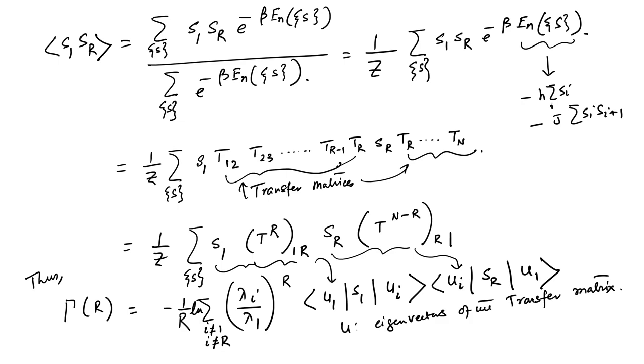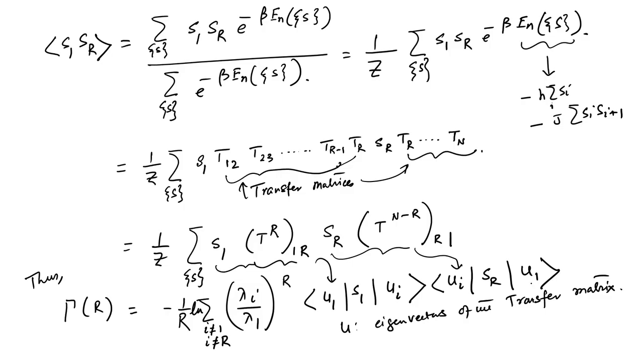So we are taking the expectation value of the S1 spin, which of course can take values plus and minus 1, between the eigenvectors, the first eigenvector of these transfer matrices, and squeezed between the ith eigenvector, i is a running index. And then this is the Rth spin, which again can take values plus and minus 1, squeezed between the u_i and the u_1. So that's the R1 value.